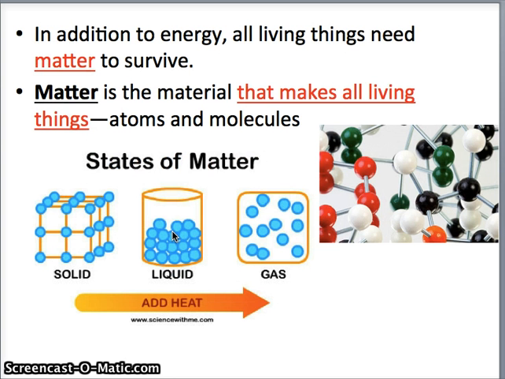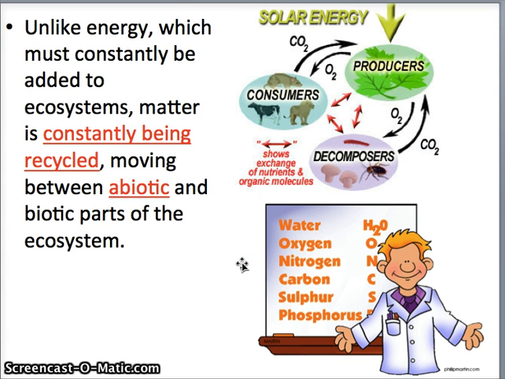Alright, so as a review from last time, remember that all living things need energy and matter to survive. And matter are all the atoms and molecules that make up all living things. And also remember that we talked about how matter doesn't get used up like energy, it actually gets recycled. And so remember I explained this diagram showing recycling matter, and this is a list of really important matter or types of atoms to living things.